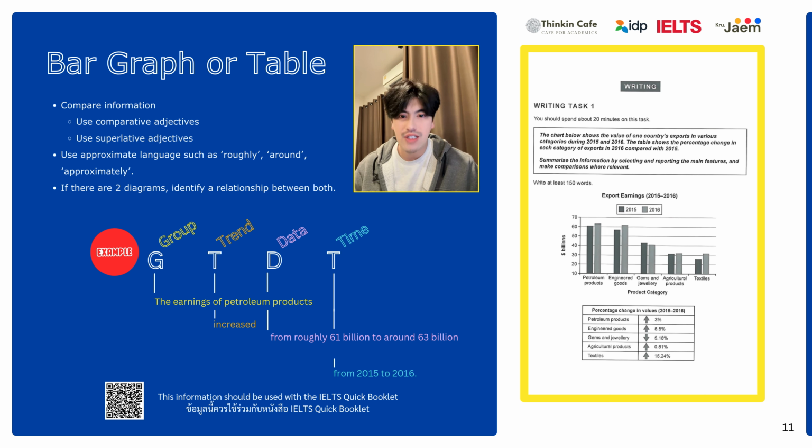So the purpose of the table here is just to tell us that it's increased by a certain percentage and not dollars. You could add that information into your sentence, or you could just talk about the increase or the decrease in the billions of dollars. But in order to get your score higher, in order to increase your score, you could create a relative clause by saying the earnings of petroleum products increased from roughly $61 billion to around $63 billion, comma, which had been or which was a rise of 3%.